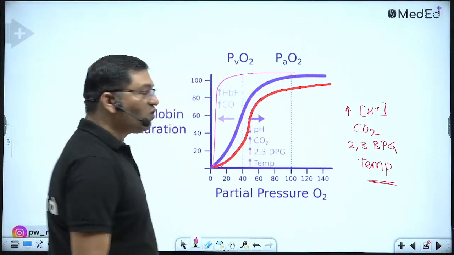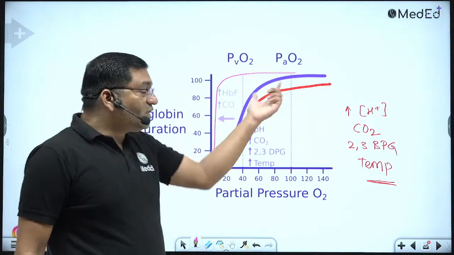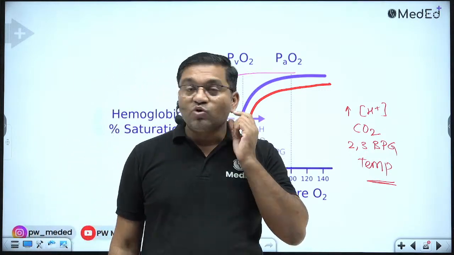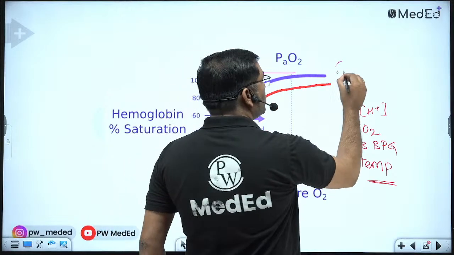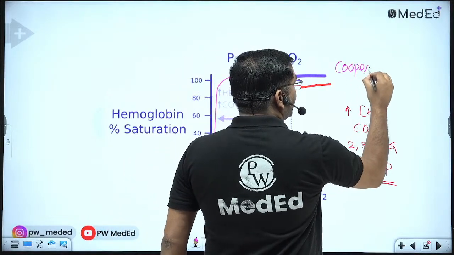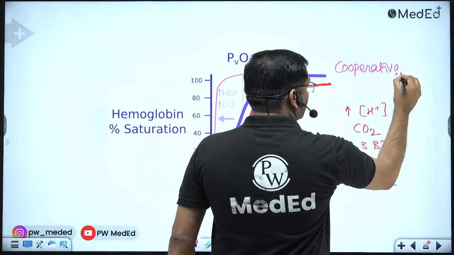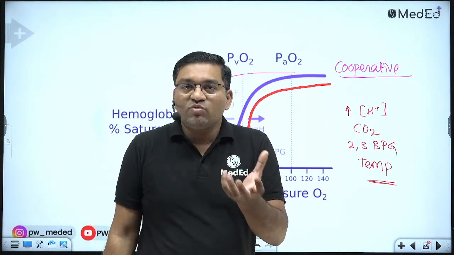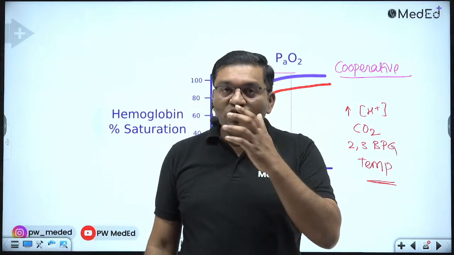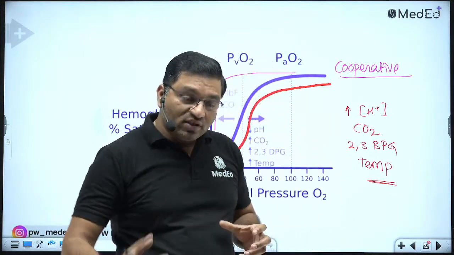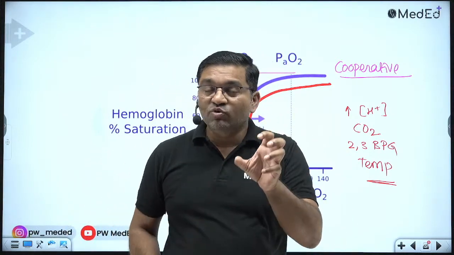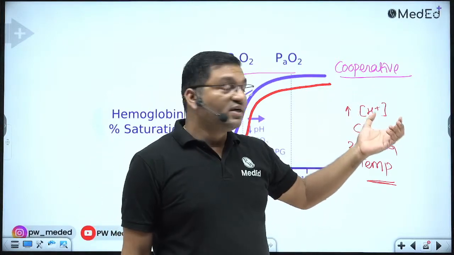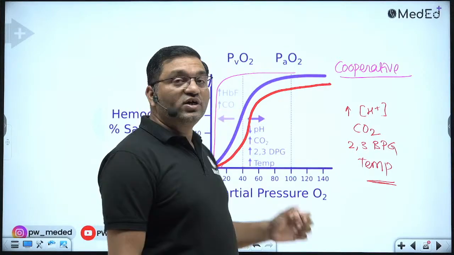This is a curve of myoglobin, while it is sigmoidal in shape in case of hemoglobin because of cooperative binding of oxygen to the hemoglobin. What is the meaning of cooperative binding? When one molecule of oxygen attaches to the hemoglobin, the subsequent O2 attaches to the hemoglobin with more affinity than the previous one. That is known as cooperative binding. And the curve in this is sigmoidal in shape.